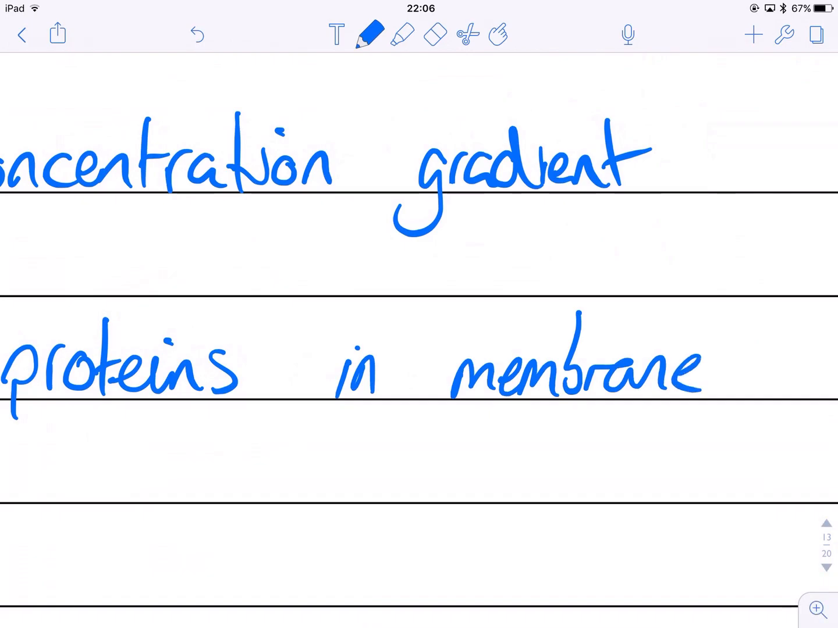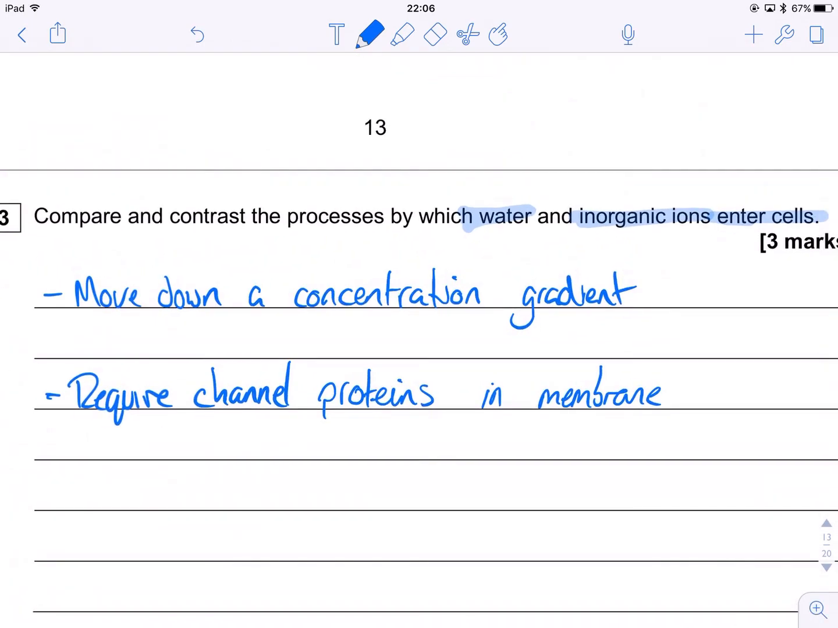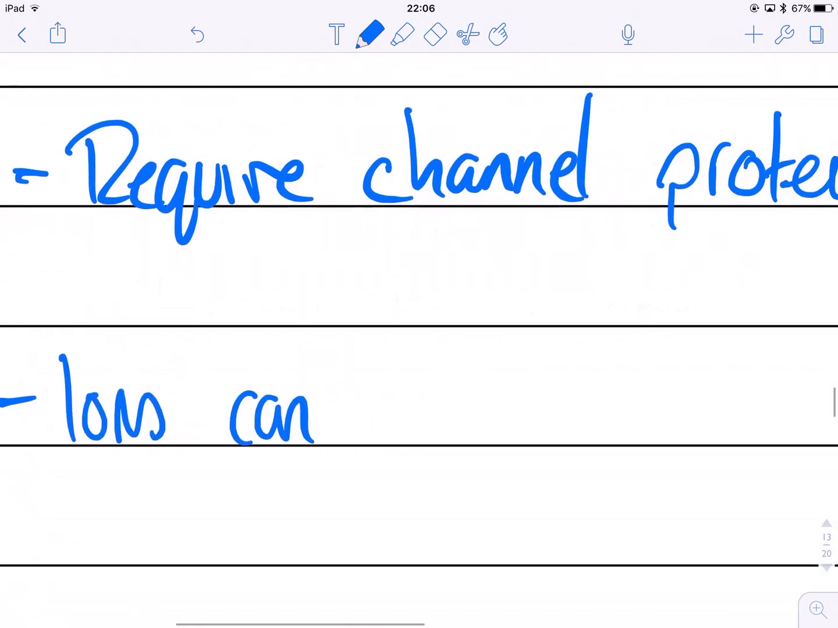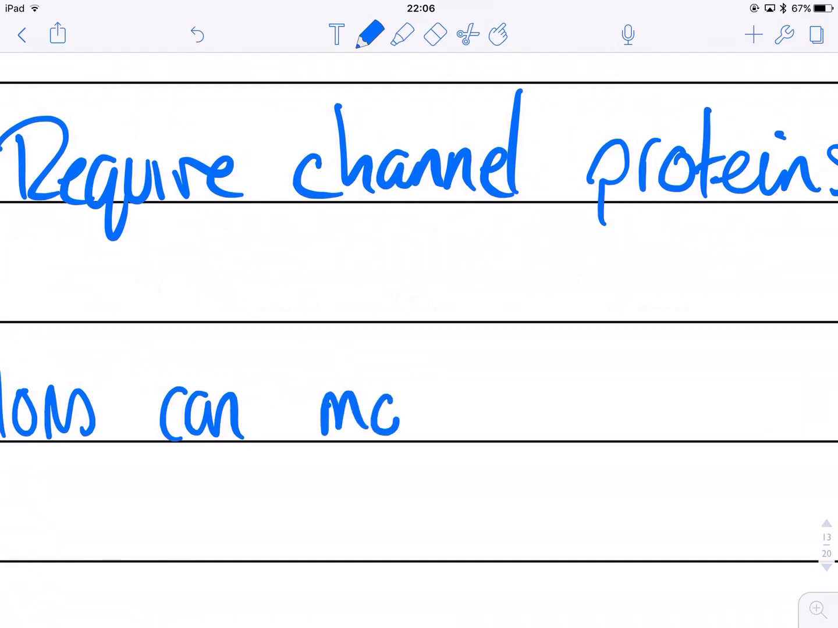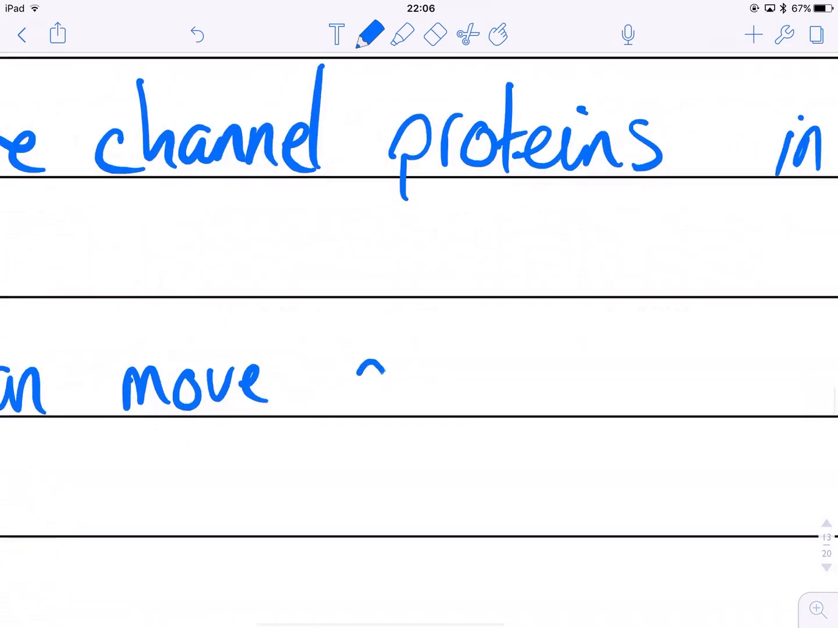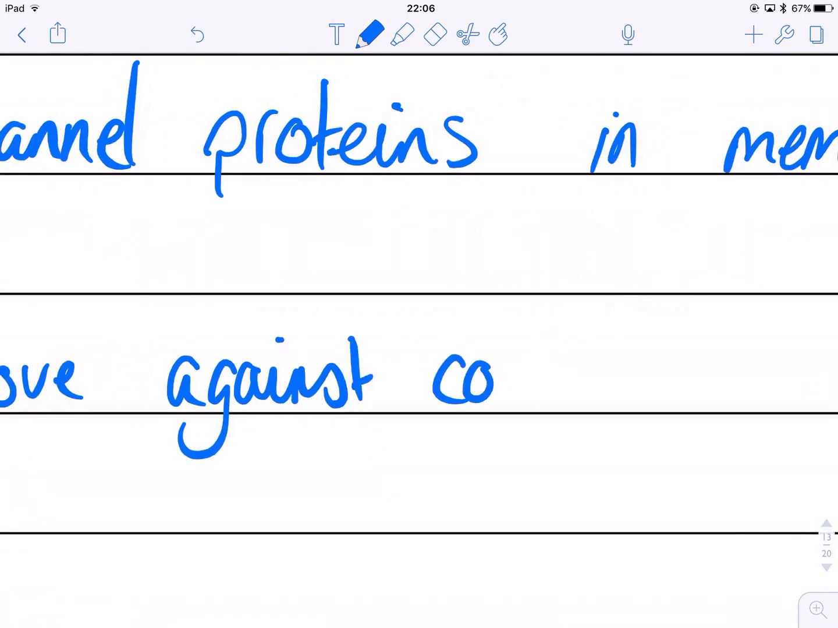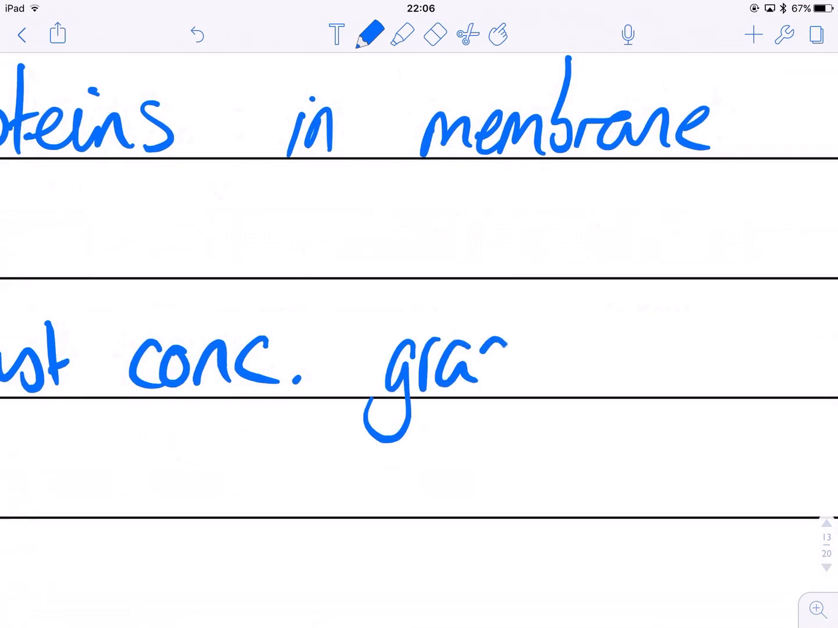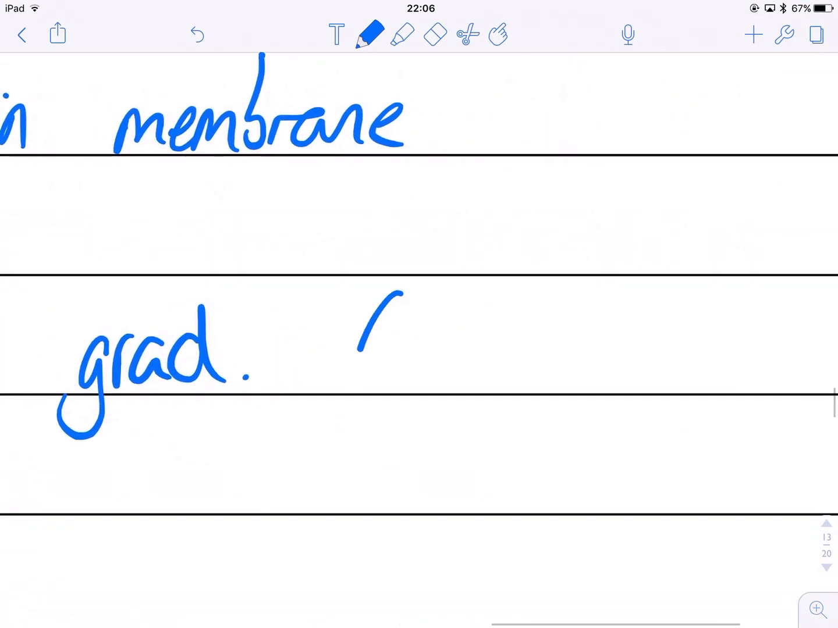And ions, because they're charged, also need to travel through those transport proteins. However, the thing about ions is that they can move the other way. So ions can also move in the opposite direction. They can move against a concentration gradient. This is our contrast point. And to do that, we require a little bit of energy from ATP. So this is active transport.